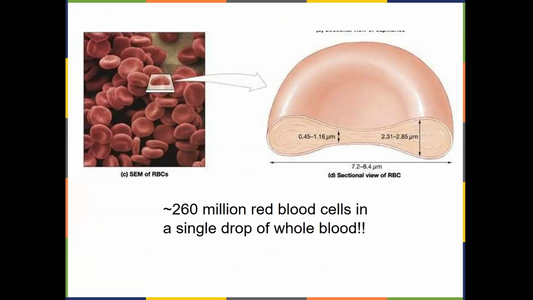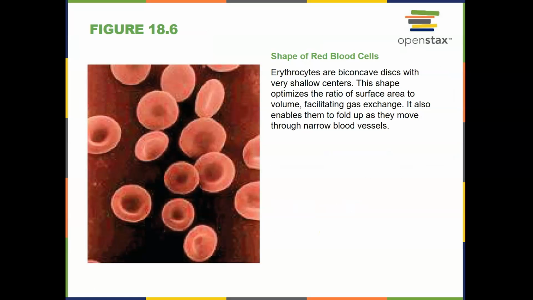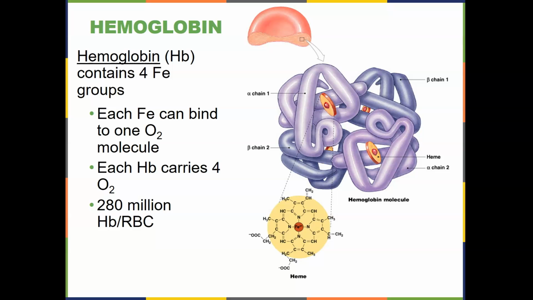And so here you go. There's about 260 million red blood cells in a single drop of blood. And this is a picture in your book of the shape of red blood cells. This is a graphic showing you what hemoglobin looks like.